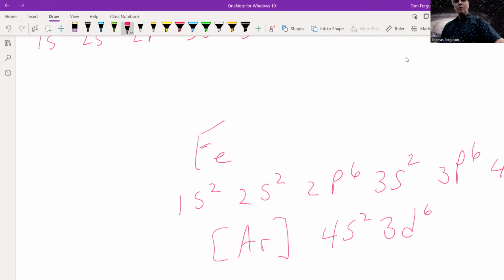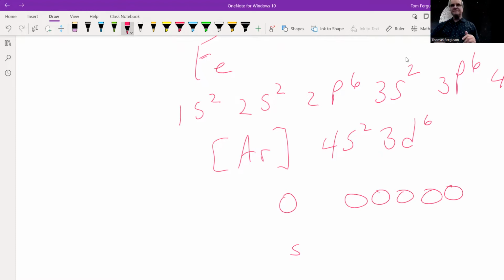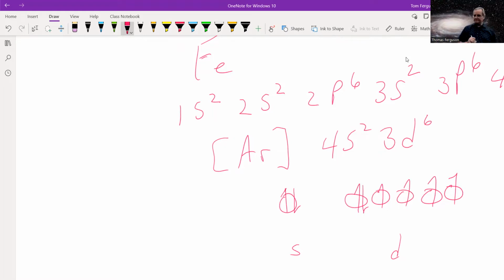So let's look at the orbital representation for that. Let's just do the valence orbitals here. So we have 1 orbital for S's, and then 5 orbitals for the D's. Okay, so we have 2 in the S subshell, and we have 6 in the D subshell. So that would be the orbital representation for iron. Now, knowing this is important in predicting what ions form.